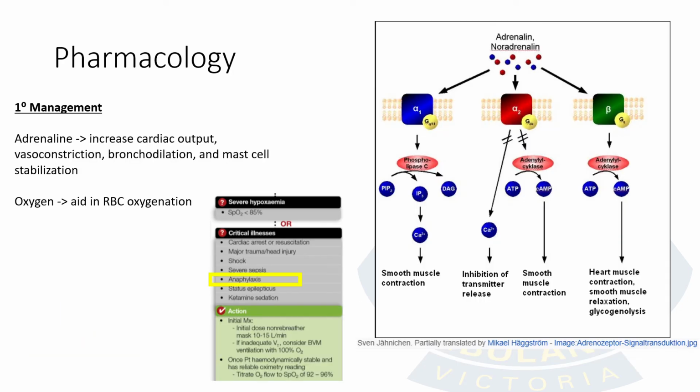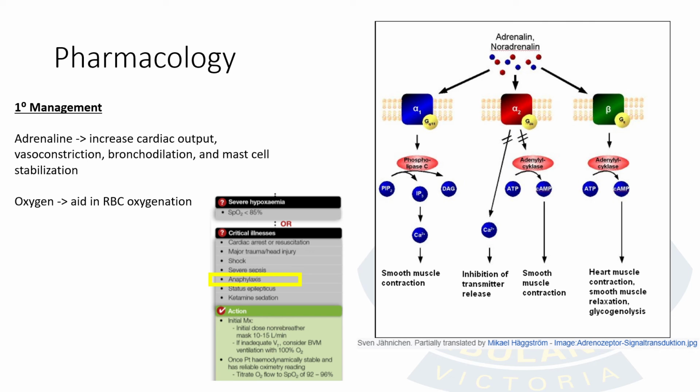I've broken up pharmacology of anaphylaxis management into primary and secondary management. So, adrenaline is a non-specific adrenergic receptor agonist, meaning it binds to and activates different adrenergic receptor types. When adrenaline binds to the alpha-1 adrenoceptor, it results in increased intracellular calcium, causing smooth muscle contraction. This contraction results in vasoconstriction seen from adrenaline administration.